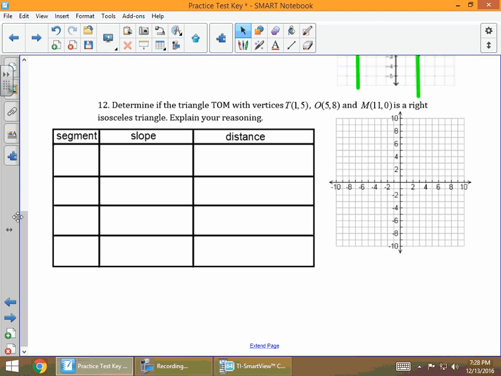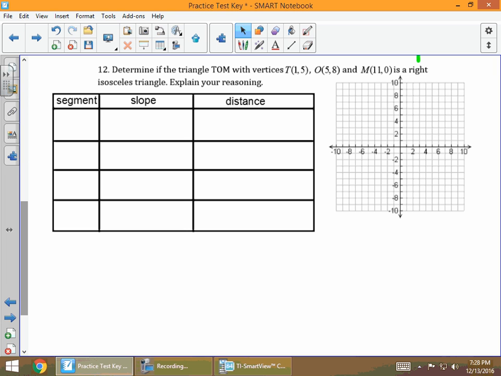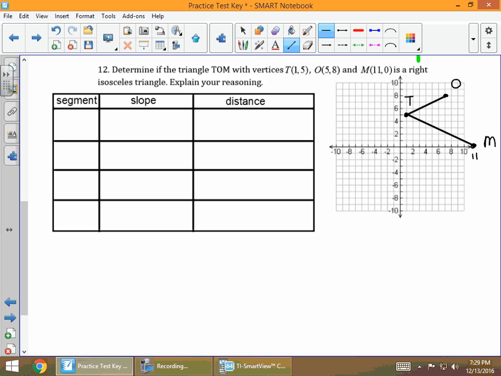All right, on to number 12. Determine if the triangle TOM with vertices, all right, let's graph it. So over 1 and up 5 is T. Over 5 and up 8 is O. And then over 11, my graph stops at 10, so I'll just go over here to 11. That is M. All right, and then I'm going to make a triangle. And it wants me to determine whether it is a right isosceles.